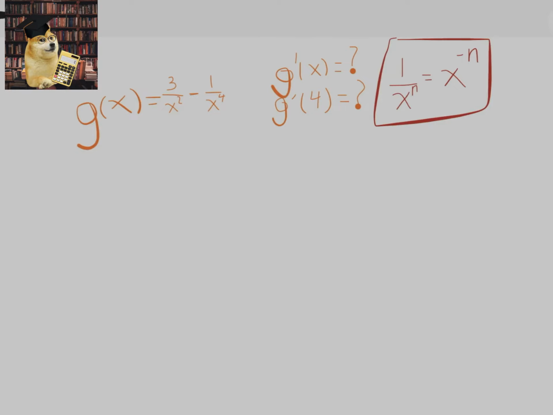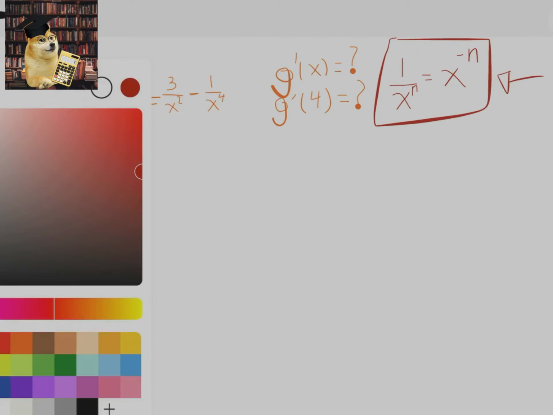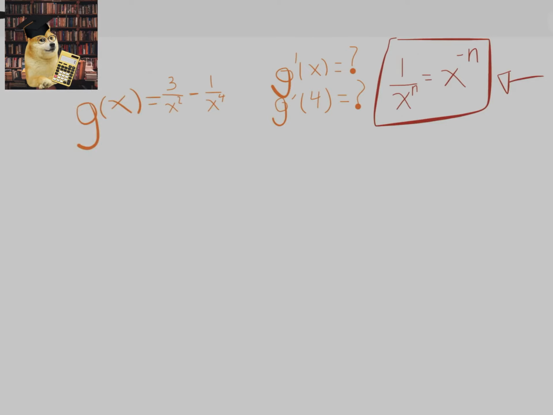So, our problem says g of x equals 3 over x to the power of 2 minus 1 over x to the power of 4. We are being asked what is g prime of x and what is g prime when x equals 4. To make this possible, we are going to use this rule, which means that 1 over x to the power of n will equal x to the power of negative n.